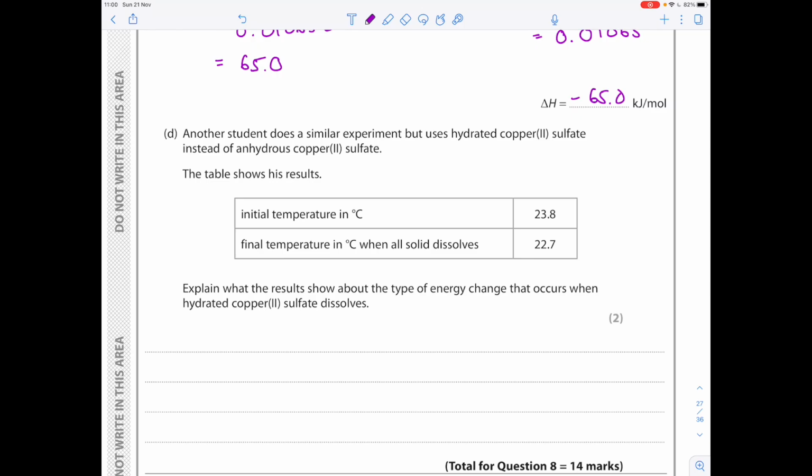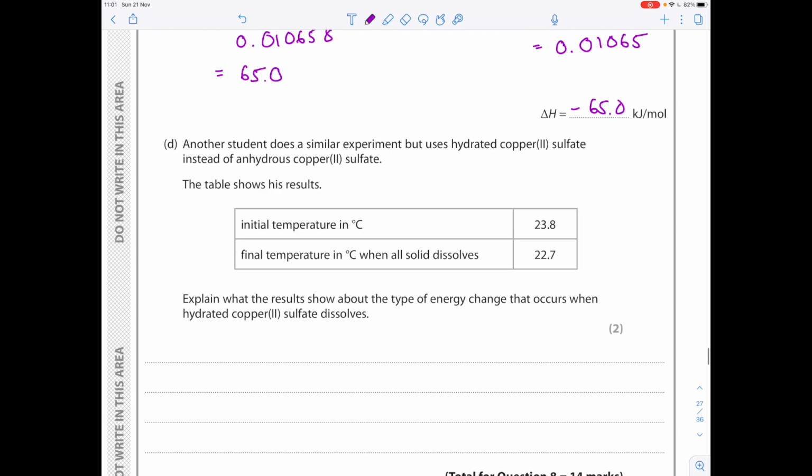Another student does a similar experiment but uses hydrated copper 2 sulfate instead of anhydrous copper 2 sulfate. The table shows his results. Explain what the results show about the type of energy change that occurs when hydrated copper 2 sulfate dissolves. So we can see that the temperature has decreased, which means it must be an endothermic reaction.